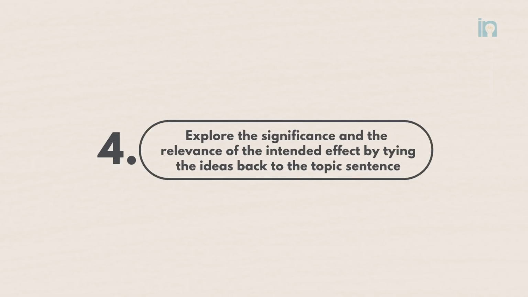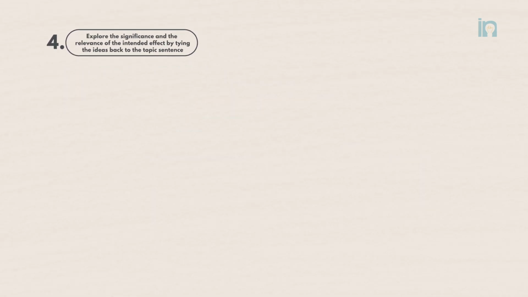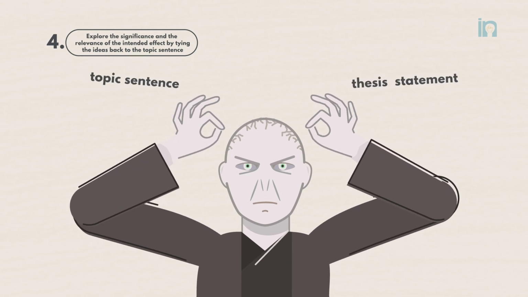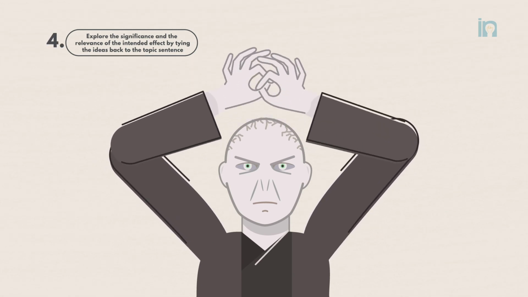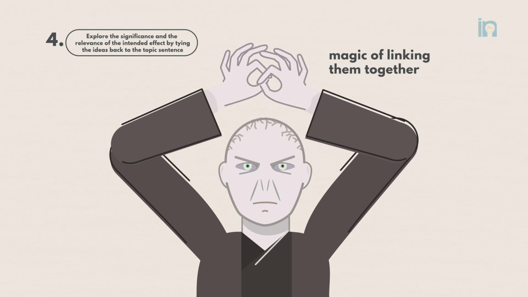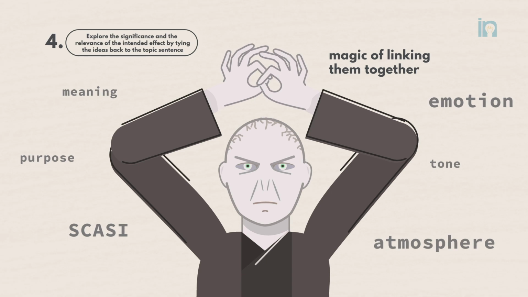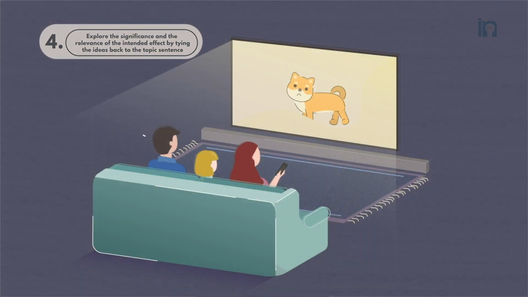4. Once you've explained how the terminology is used, you should explore the significance of it, or the why, linking it to the topic sentence and the thesis statement. You can achieve this by examining the meaning, purpose, elements of SCSI, emotion, tone, and atmosphere created. This is also a good opportunity to offer multiple interpretations based on your understanding of the writer's intent.